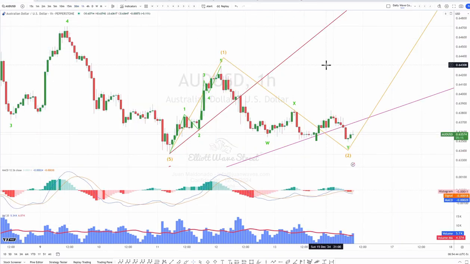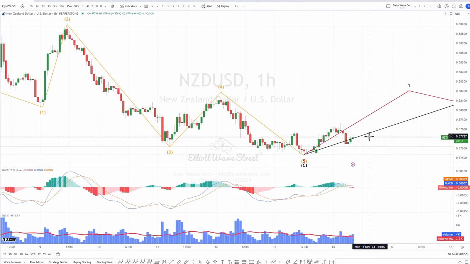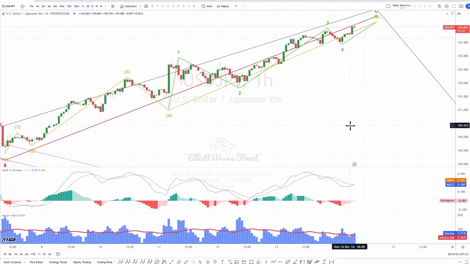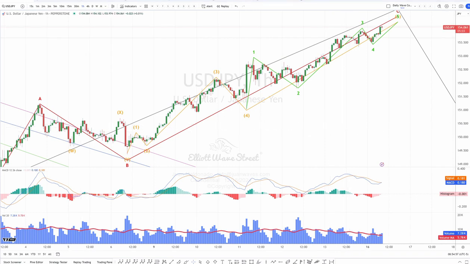Here we have, traders, the New Zealand dollar, the Kiwi. Also, same storyline. I think the Aussie is better, more clear, but we can pick one or the other. And the other is the dollar yen. The dollar yen, traders, has been climbing, and we have to get ready because it's going to be a short trade. I believe it is the biggest opportunity.